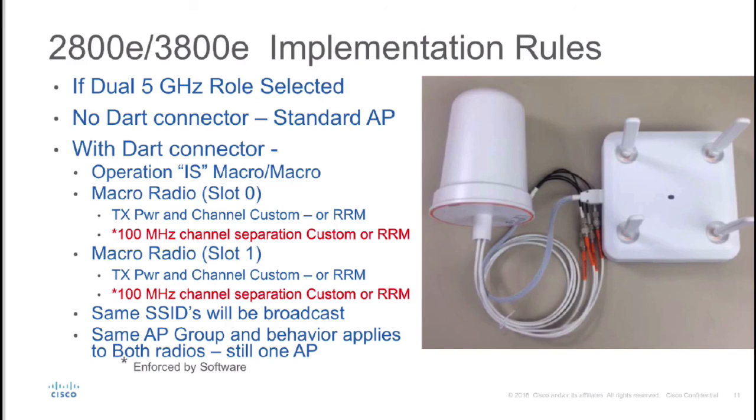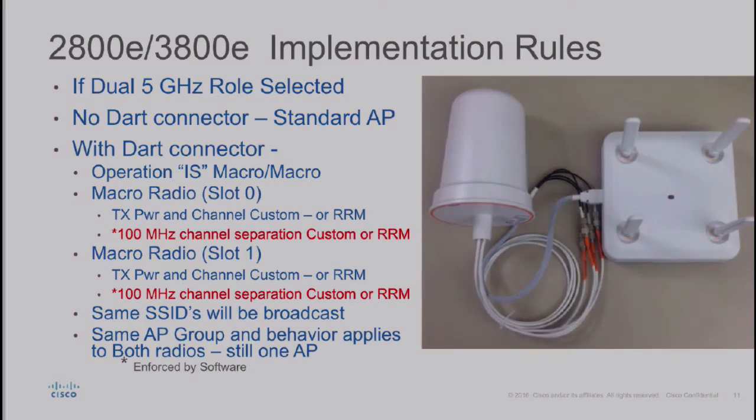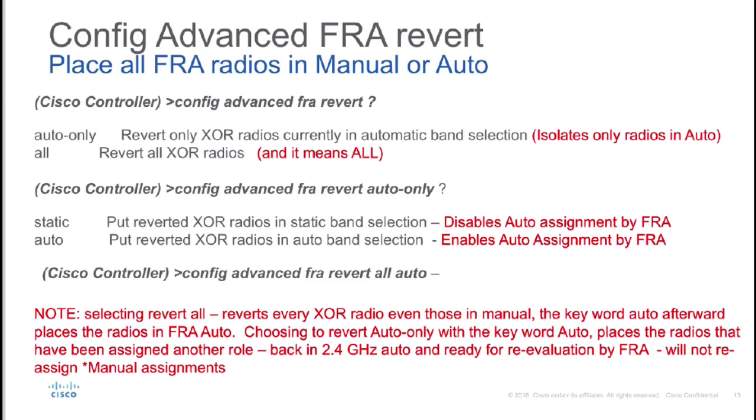Right now, same SSIDs will be broadcast out of both. We don't really have a configuration ability to separate SSIDs on 2 radios in the same band, because right now we can say one SSID only for 2.4 and one for 5 gigahertz. Different problem in the configuration dialog if we have 2 5 gigahertz. That's a detailed slide on FRA revert.